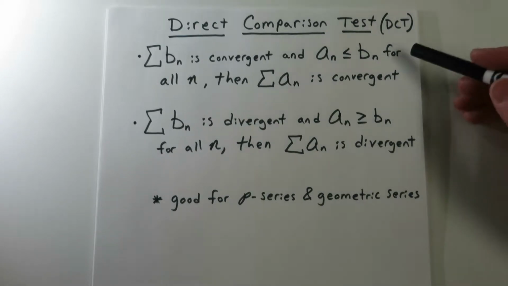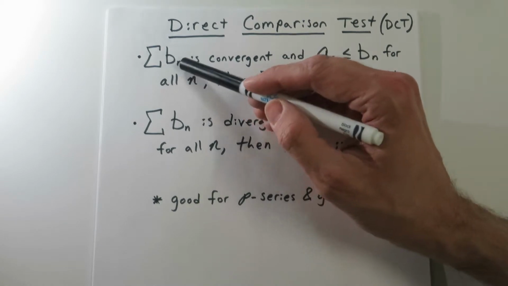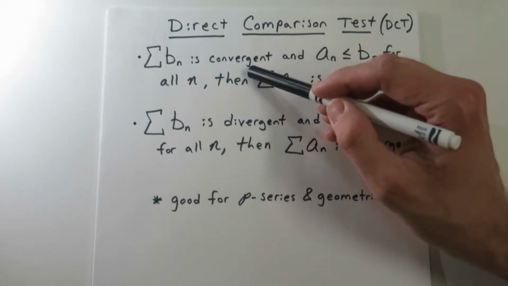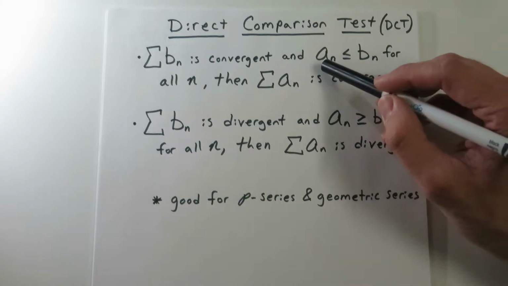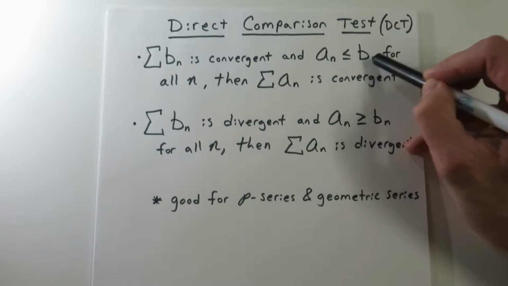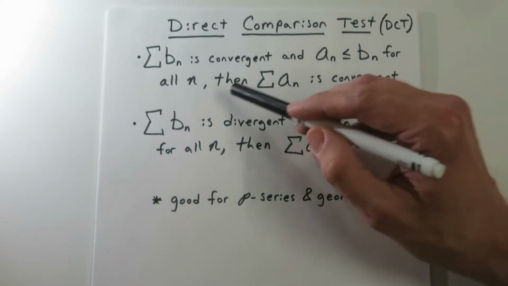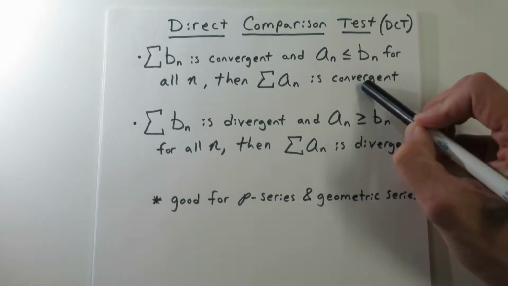Our direct comparison test tells us that if we have some series of b sub n and it's convergent, and we have some other a sub n that is smaller than or equal to b sub n for all n, well then the series of a sub n is also going to be convergent.